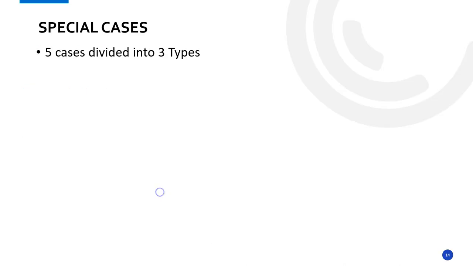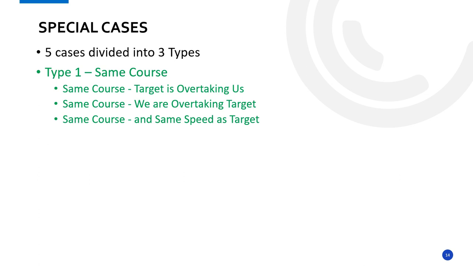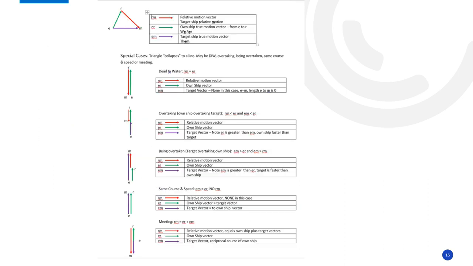So the special cases. There's 5 special cases, and they're divided into 3 types. 3 of them are same course. Same course, target is overtaking us. Same course, we are overtaking the target. Same course and same speed as target. Those are the first 3 observations we had. Then there's reciprocal course, which we'll also call meeting. That's when we're on opposite courses, but they could be faster, we could be faster. And then there is dead in the water, when the vessel is not moving. So those are the special cases, and here was a handout that we gave you in the lab as well. That's another look at that, with the various vectors.